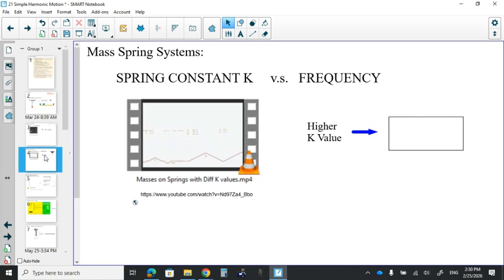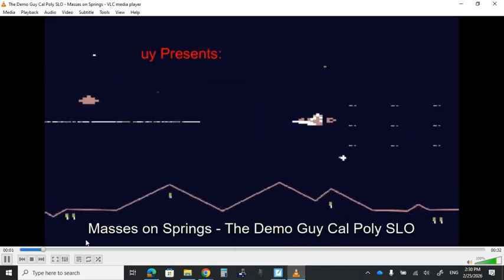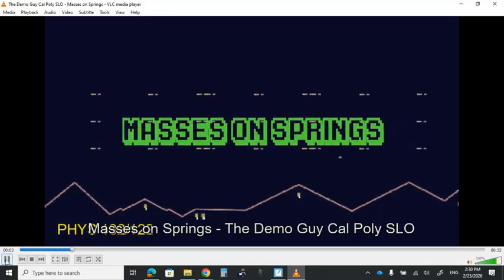And then the other question is, what about the spring constant that we know about from yesterday's lesson? With a higher spring constant value, with a stiffer spring, what does that look like? Okay, masses on springs with different k values. Here we go. This one has sound.